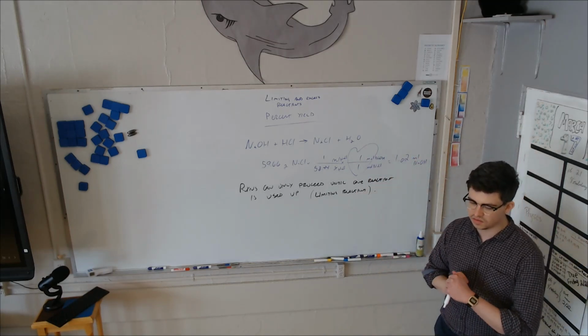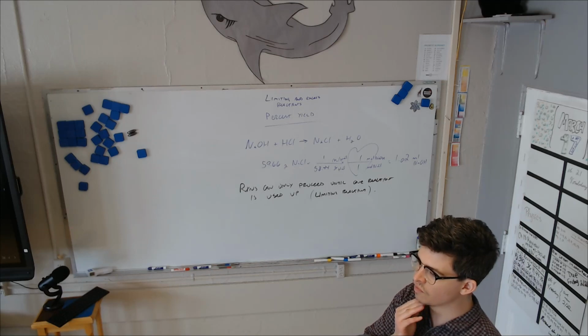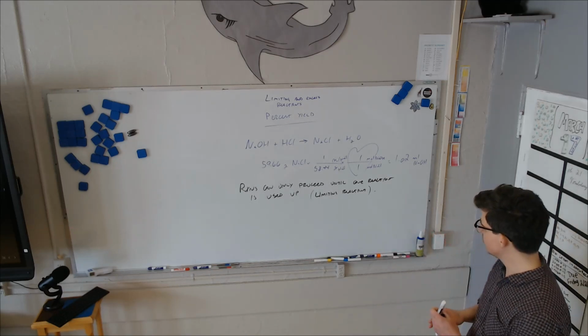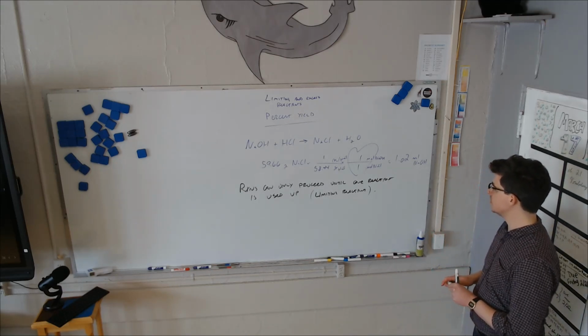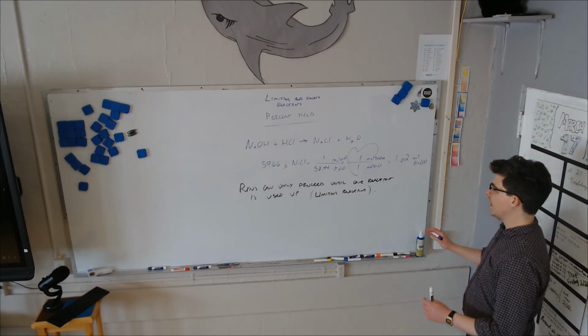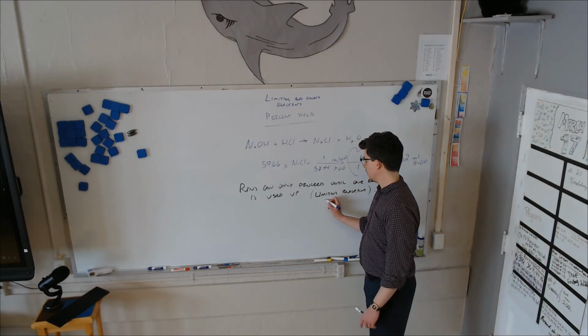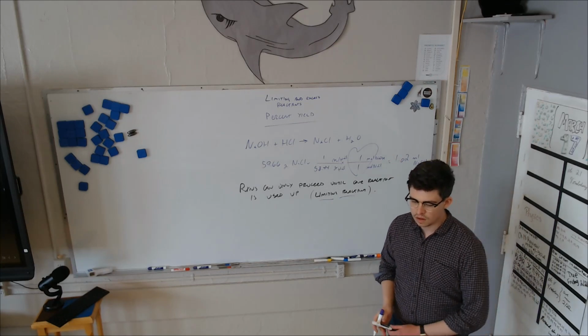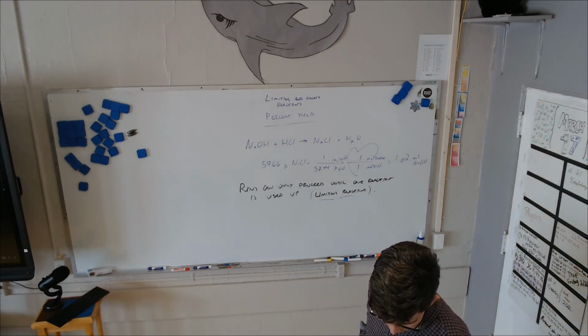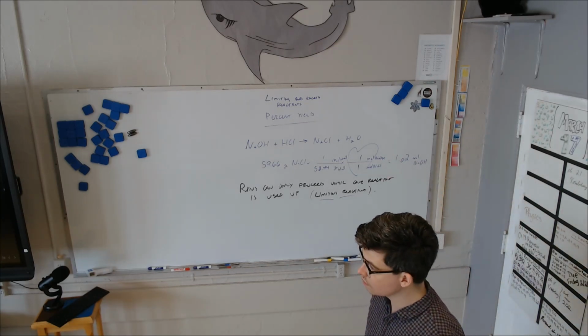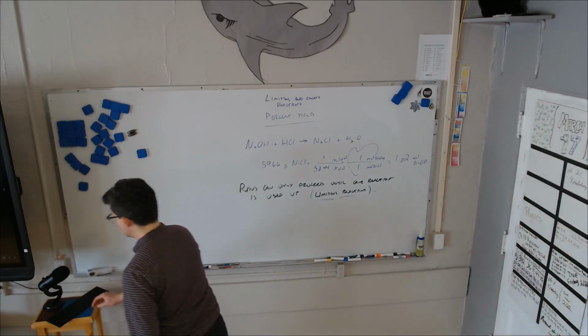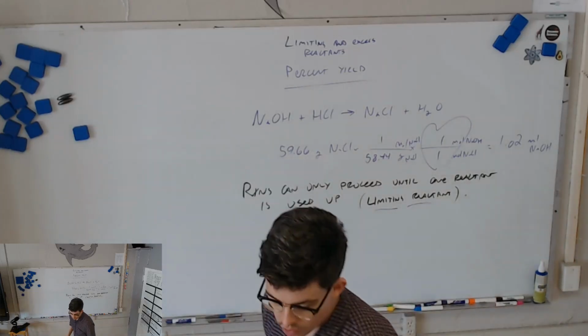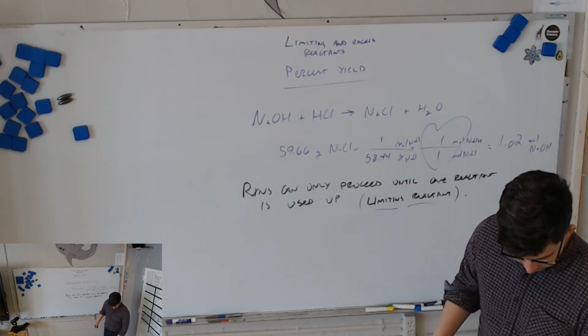The methodology to finding which reactant is limiting is pretty simple. We're going to say what it is in a second here. Reactions can only proceed until one reactant is used up, and that one reactant that is used up is called the limiting reactant. Oh, forgot to do the picture. Picture. There we go. All right.